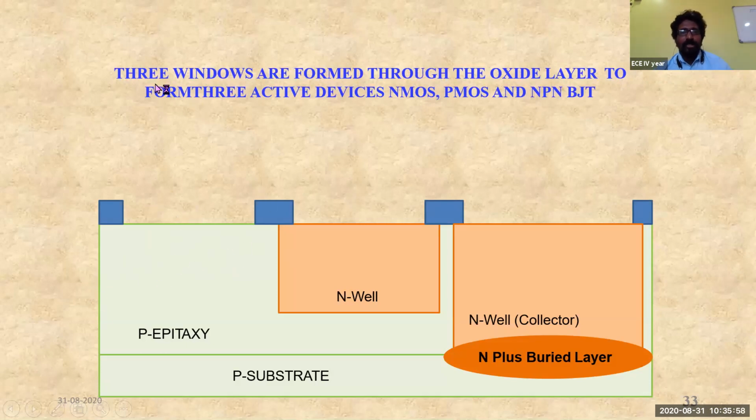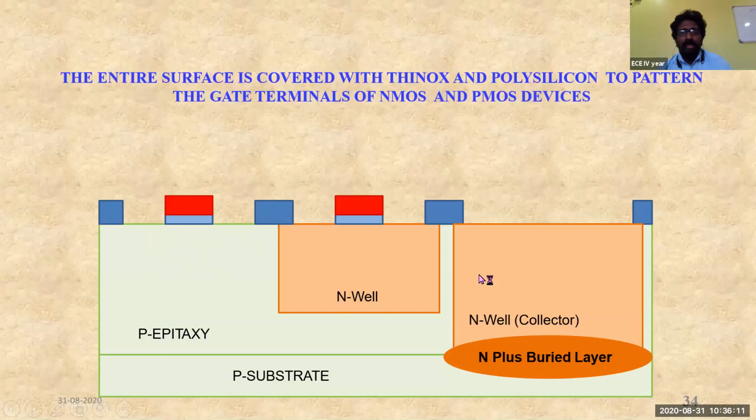So this is how the three windows are formed through the oxide layer in order to form the three active regions, three active devices: NMOS, PMOS, and also the NPN BJT. And after that, we'll be growing the gate region.